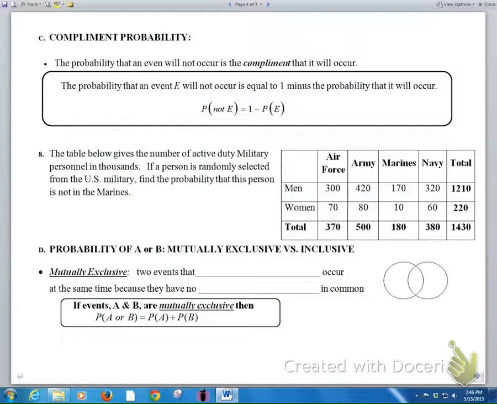Okay, so complementary events are 2 events where the probability adds up to 1. So if you want to find a probability of something happening, you could find that it did not happen and subtract it from 1.